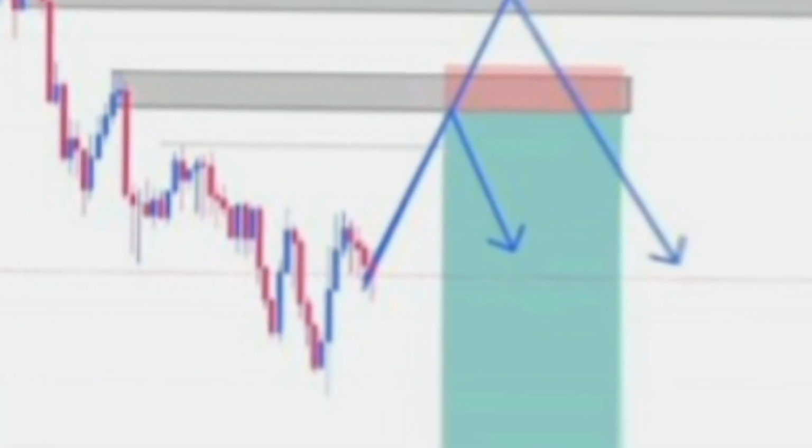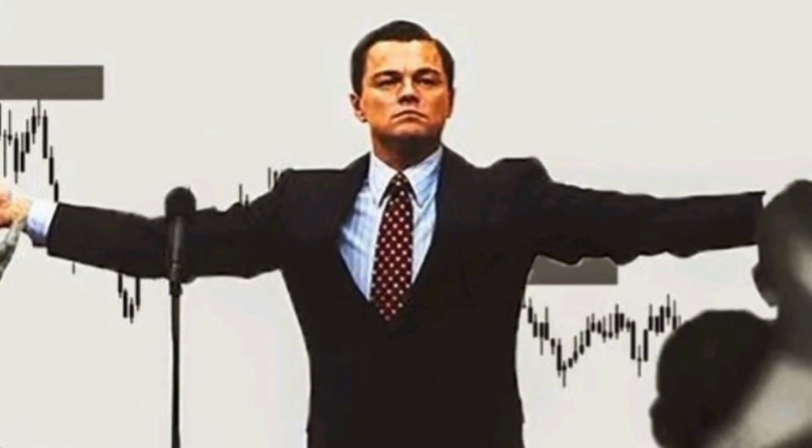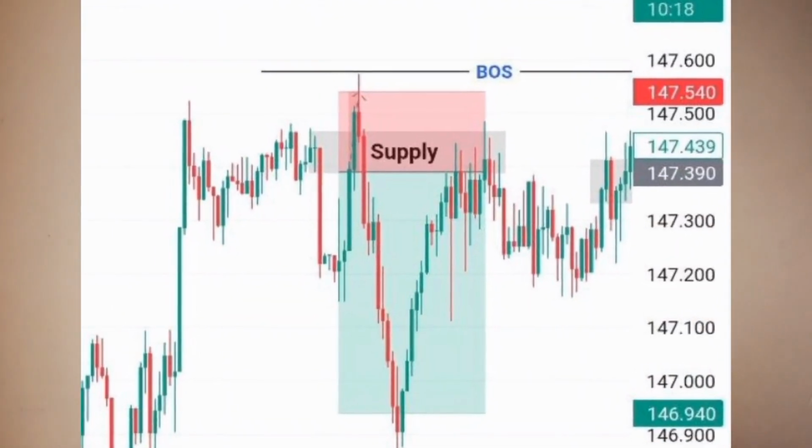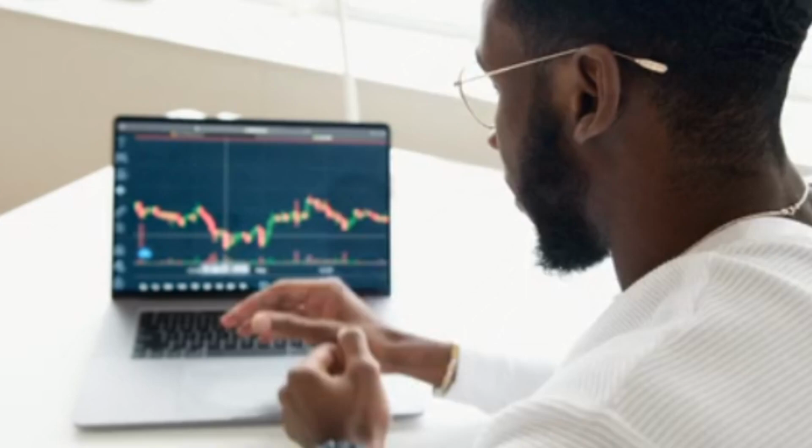Be honest. Has this ever happened to you? You spotted a high probability setup, you took the trade and it was like, yo, I got this. Then the market moved straight to your stop loss, locked you out before going in your direction. It's painful, right? But trust me, if you have traded for some time, you must have experienced this.